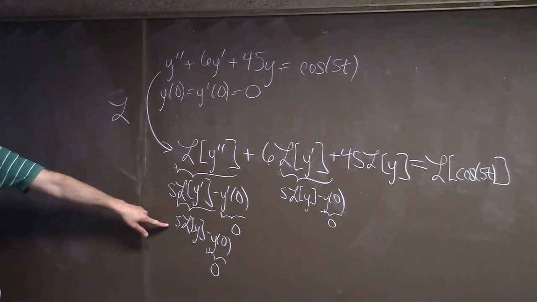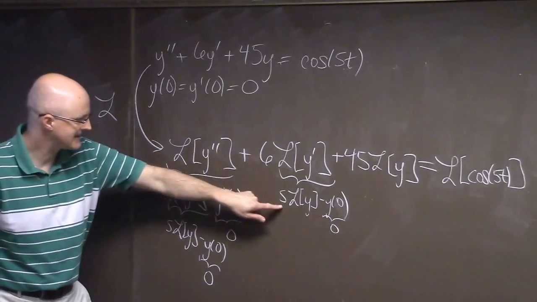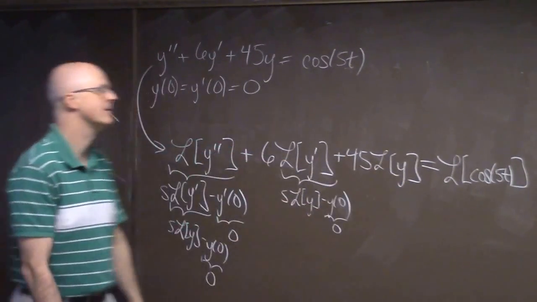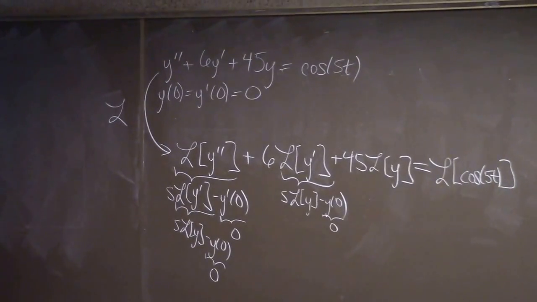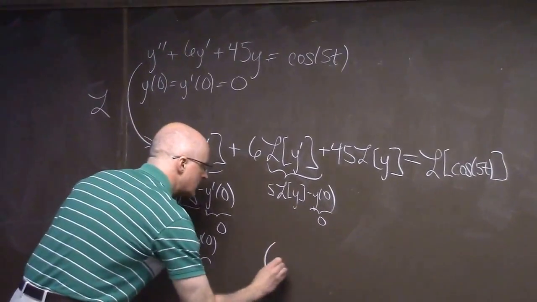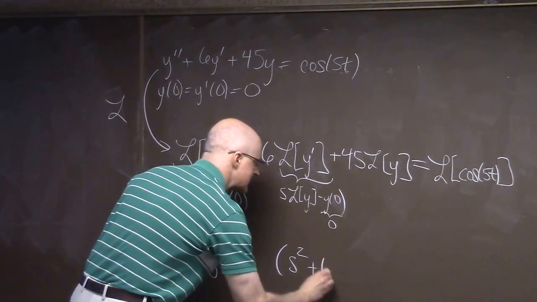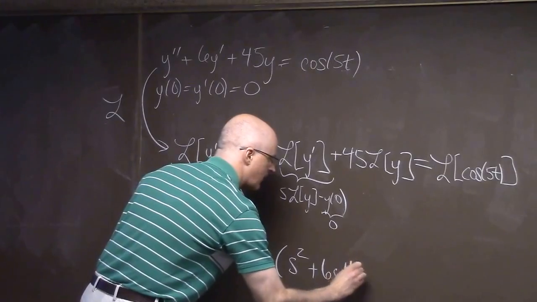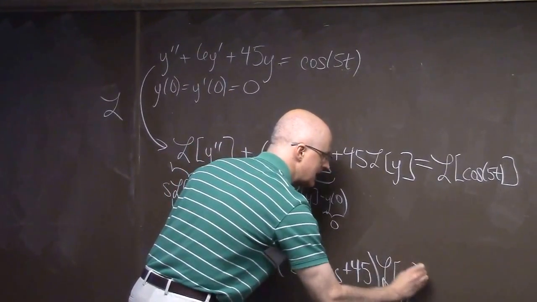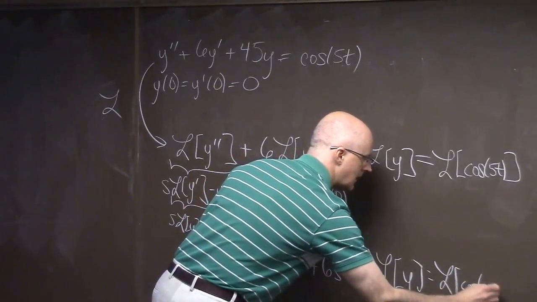Two s's make an s squared, L of y, plus 6s L of y, plus 45 L of y equals the Laplace transform of the cosine of 5t. In other words, this can be simplified to s squared plus 6s plus 45 in parentheses times the Laplace transform of y equals the Laplace transform of cosine of omega t.